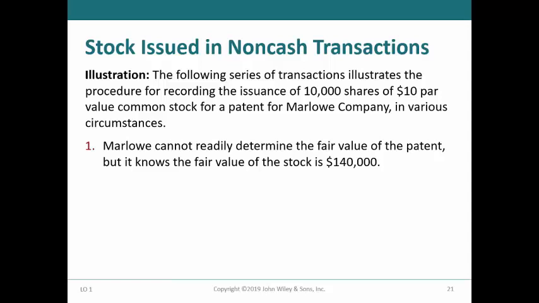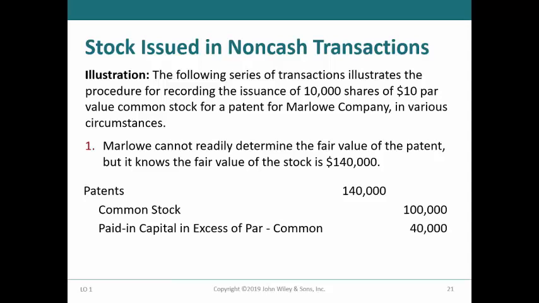In the first illustration, Marlowe cannot readily determine the fair value of the patent, but the fair value of its common stock is known to be $140,000. In this case, Marlowe would debit patents for $140,000 and credit common stock for the par value of the shares, $100,000, and paid in capital in excess of par common for $40,000.